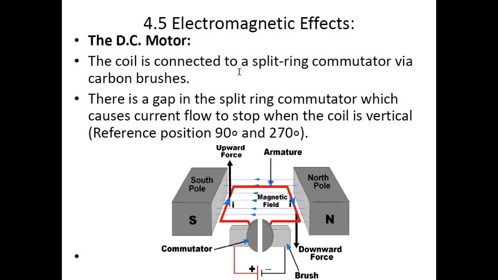Now, what you need to remember is that in the split rings in a DC motor, there is a gap in between so that the current is broken after every half cycle, so that the rectangular coil keeps on rotating in the same direction always, or in the clockwise direction always, whereas in the AC generator there is no space between the split rings.